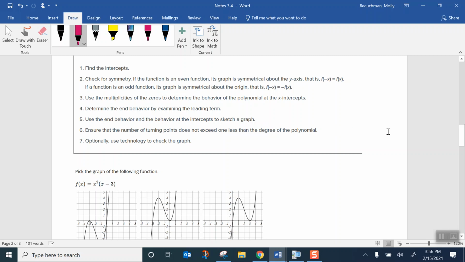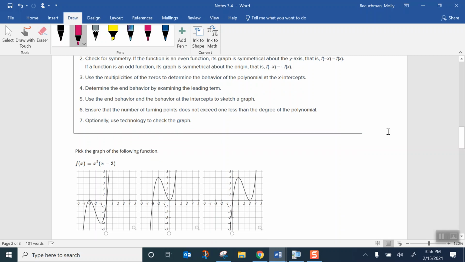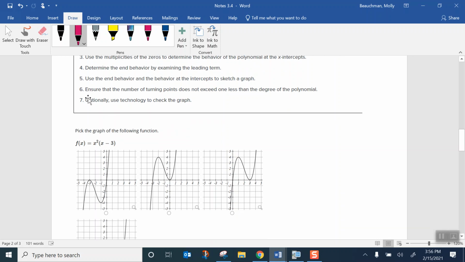We won't be able to find exactly where the turning points are, but you can get a pretty good idea of what the graph looks like. And then we want to make sure the number of turning points is not more than 1 less than the degree of the polynomial. And then we can use technology to check.